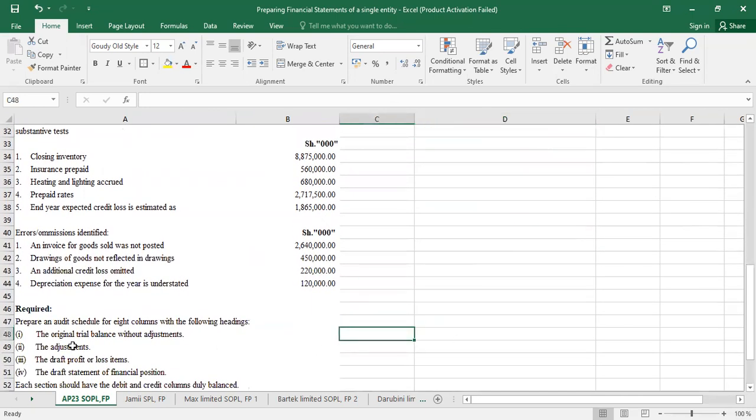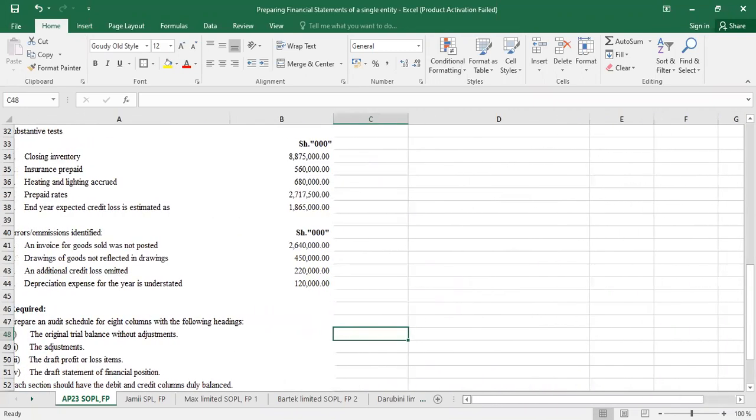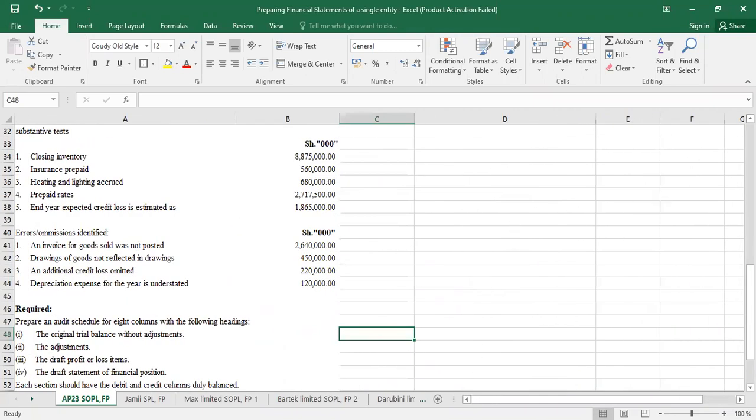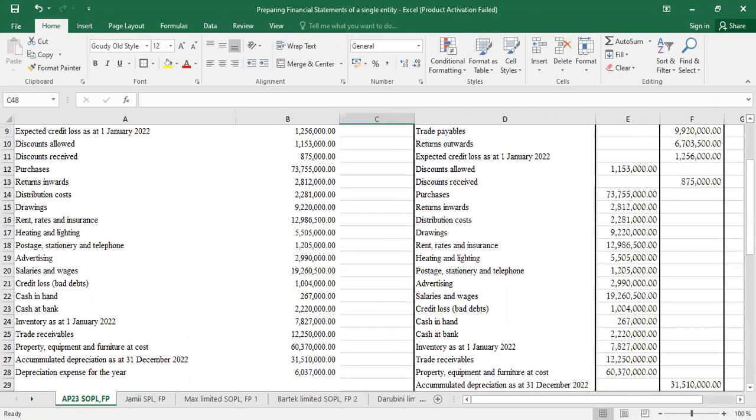So we've just finished this one here, where you've been asked to prepare the original trial balance without adjustments, isn't it? Number 2, we've been told to prepare the adjustments. After you prepare the adjustments, you must also prepare the adjusted trial balance. So we'll go to adjustments. This is where most of the journal entries apply to the adjustment.